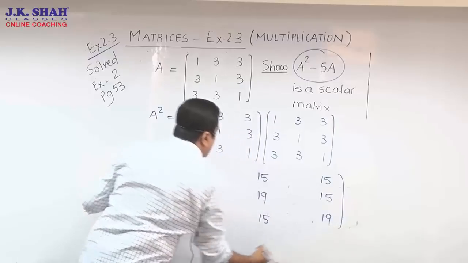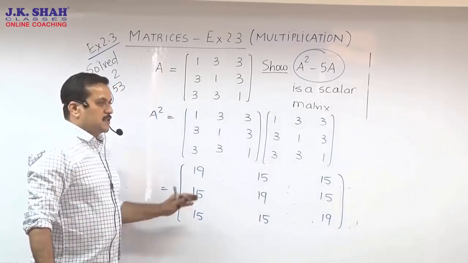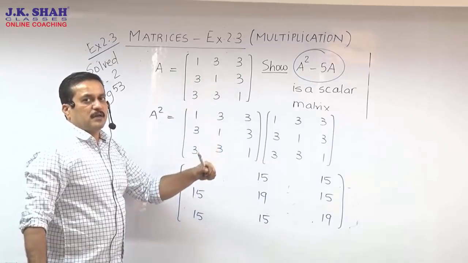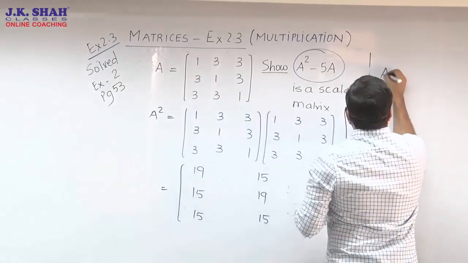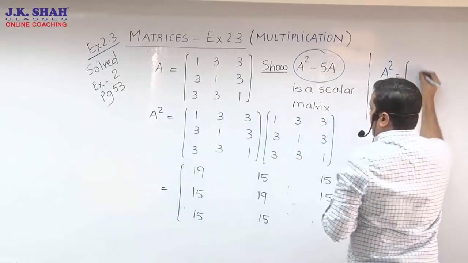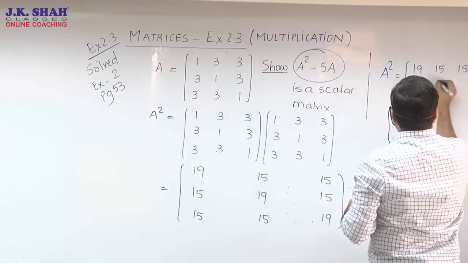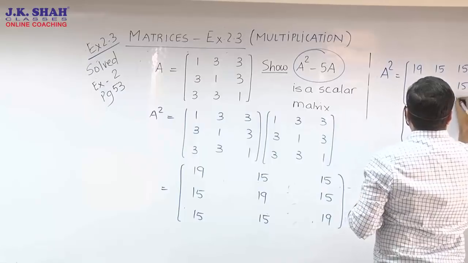आंसर अगर मैच हुआ होगा तो बहुत खुशी हो गया होगा, कूदना शुरू कर दिया होगा. सम खत्म नहीं हुआ अभी तक. a square minus 5a, you need to work out the full thing. So I'll copy this answer over here. a square का आंसर मेरा आ गया है 19, 15, 15, 15, 19, 15, 15, 15, 19.